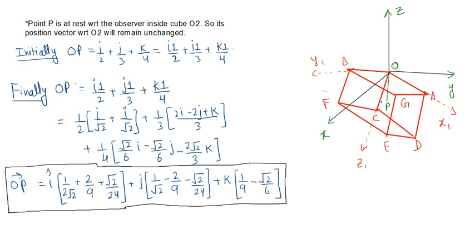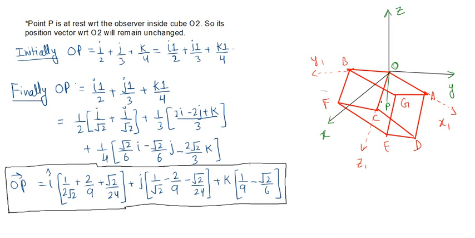So O2 is basically the rotating observer. So in the rotating observer's frame of reference, P is not changing its orientation. So OP will remain same as it was earlier. Okay, so OP, the position vector of point P, in the rotating frame of reference will remain same. So it will be I1 by 2 plus J1 by 3 plus K1 by 4, which was its position vector initially. But I1, J1 and K1 have changed now.